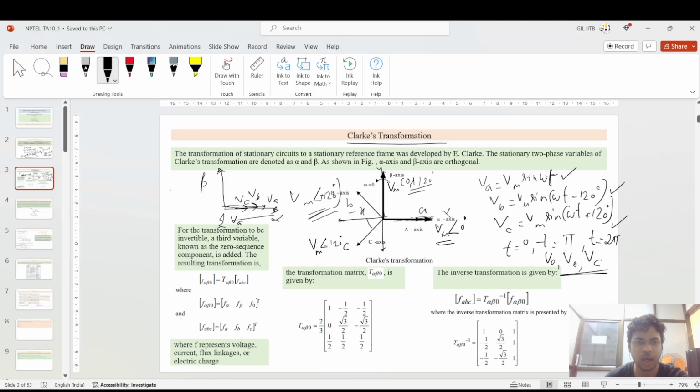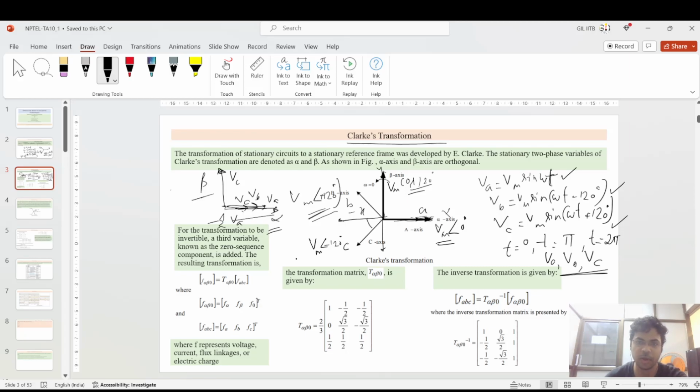So these are all the summation of the vectors of VA plus VB plus VC. And the same with the beta components also, that you will get some components of this synchronously rotating frame on the beta axis also. Both alpha and beta are orthogonal to each other, and there are no time-dependent terms. At all time instances, all the components are in two directions only, alpha or beta.